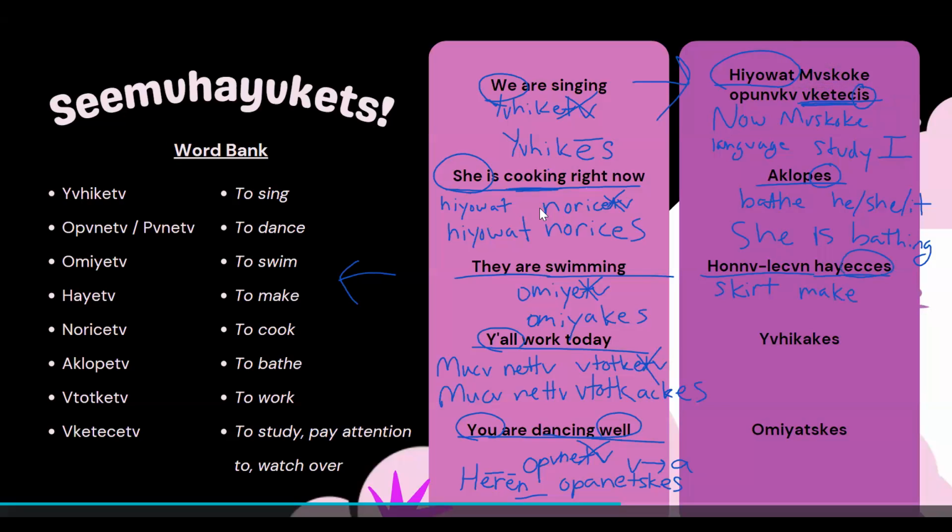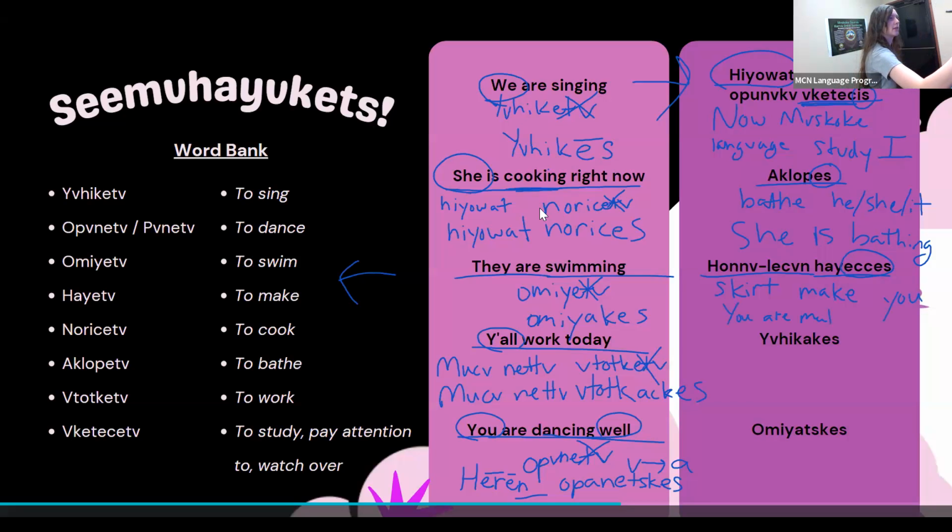Second. My second, which is you. So in normal English, you are making a skirt. See, to me, when I look at that in English, we just added so many extra words in English. In Mvskoke, just 2 words. Okay.